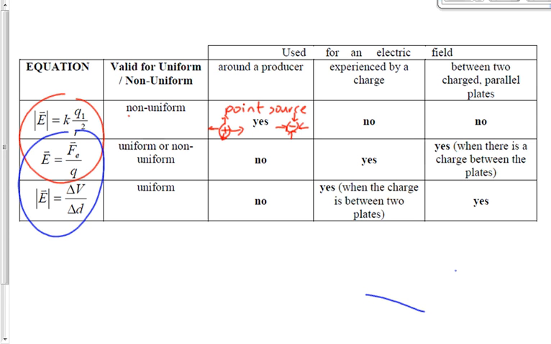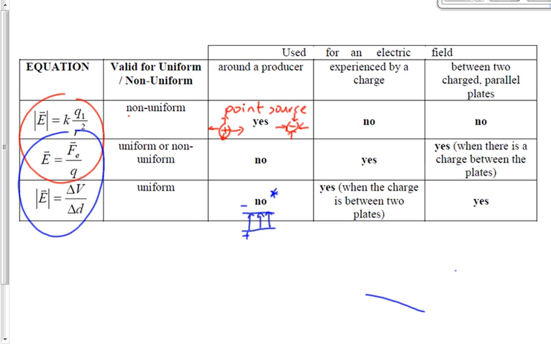Can you use the third one? Let's take a look at the third one. E is equal to delta V over delta D. Can we use that one around a point source producer? No. Can we use it around a producer? Well, not in the way we typically think of it as a producer, right? Because that point source is what we typically think of as a producer. But you could make an argument that these two parallel plates are producers. And if that's the case, then yeah, we'd say, yeah, it can be used around a producer.